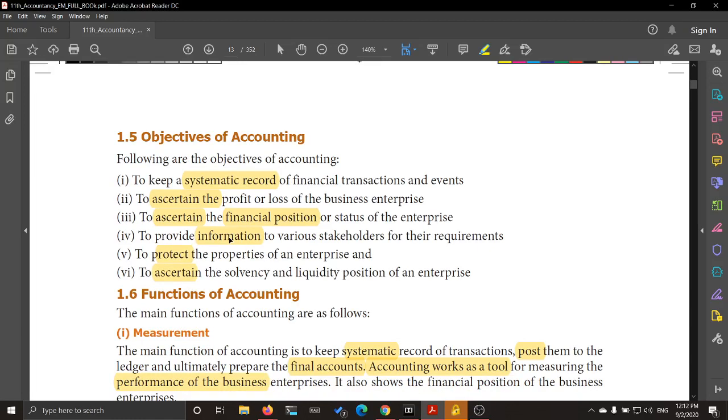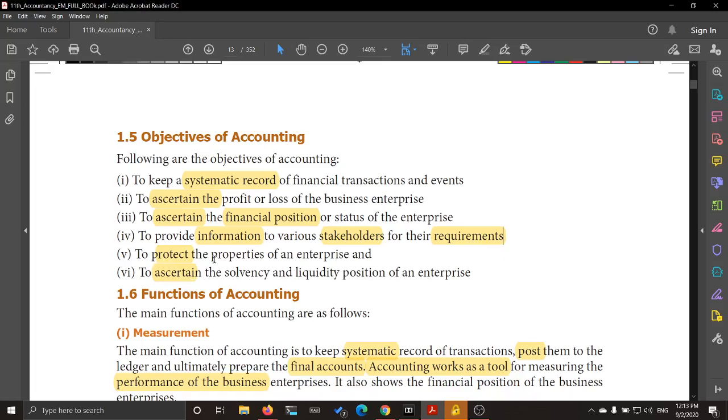Next, you are going to inform the stakeholders. Stakeholders are all those who are involved in the business, or you can say the shareholders, those who have contributed to this particular business. That is what you call them. So, information to various stakeholders for their requirements. They may need it to decide whether to invest a little more amount in this same business, or to diversify and invest in a different project. So they have to take some decisions. So, to provide information to various stakeholders for their requirements.